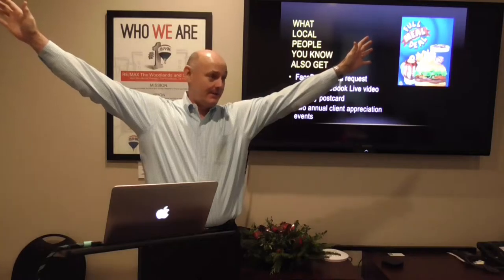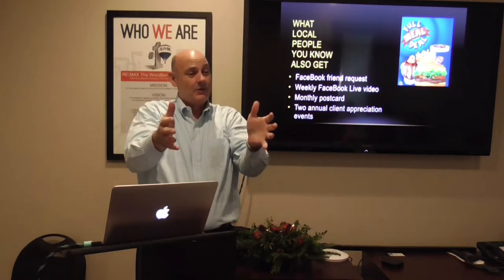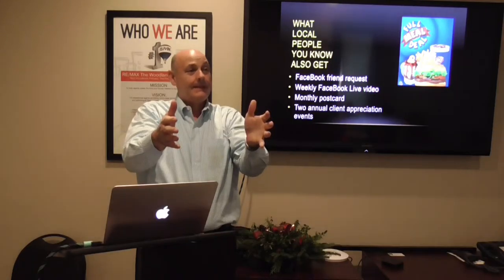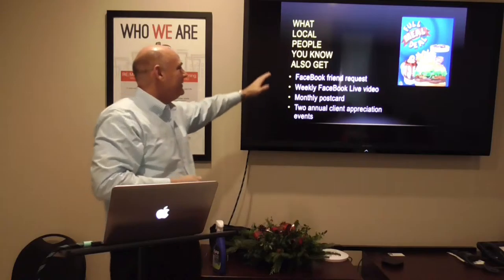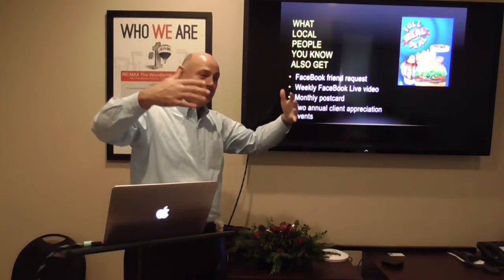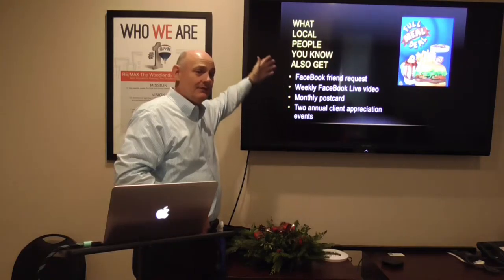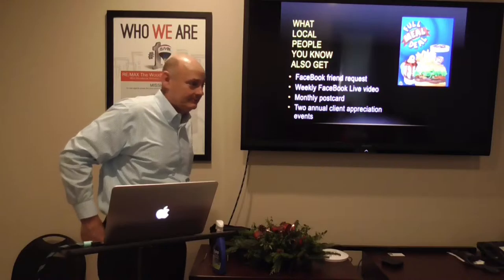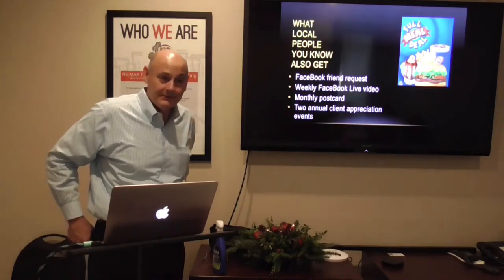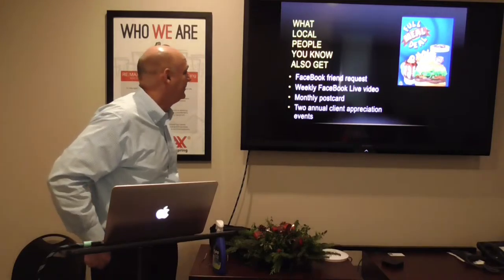Okay, are we able to go on? All right, here we go. What local people you know also get. Okay, so everybody's getting the V-mail. The local people you don't know but you want to know are getting what? Phone calls, thank you. And then the people that you know, your close-in sphere of influence, remember I said they get the full meal deal? What does that look like?